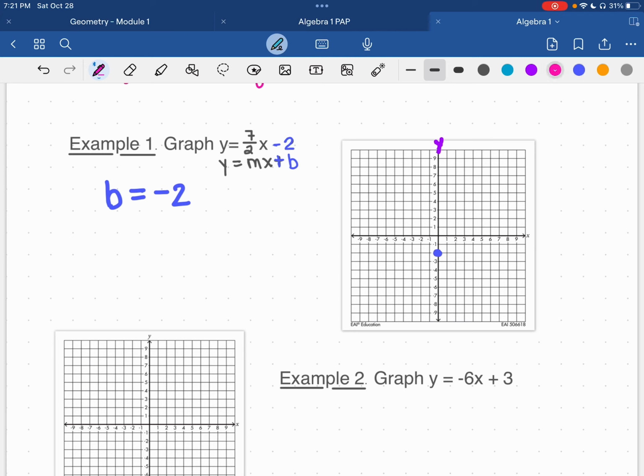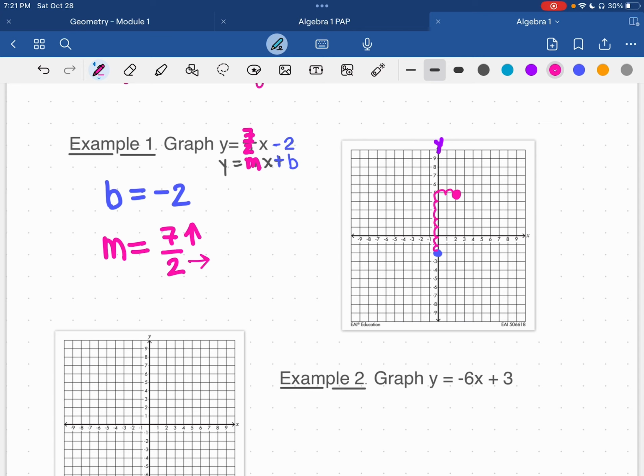Now I need to know how to move. And remember, how to move is my slope. So here is my slope, which would be the 7 over 2. I'm going to go up 7, and then I'm going to go to the right 2. So let me go up 7. 1, 2, 3, 4, 5, 6, 7. And then I'm going to go to the right 2. 1, 2, and here is my new point at the very end.